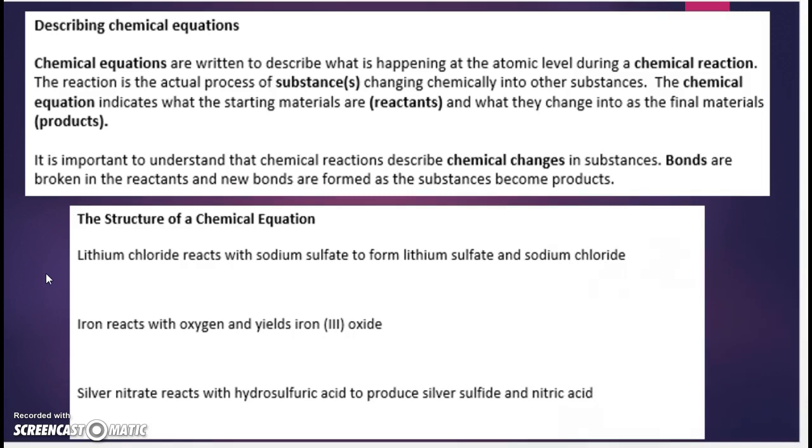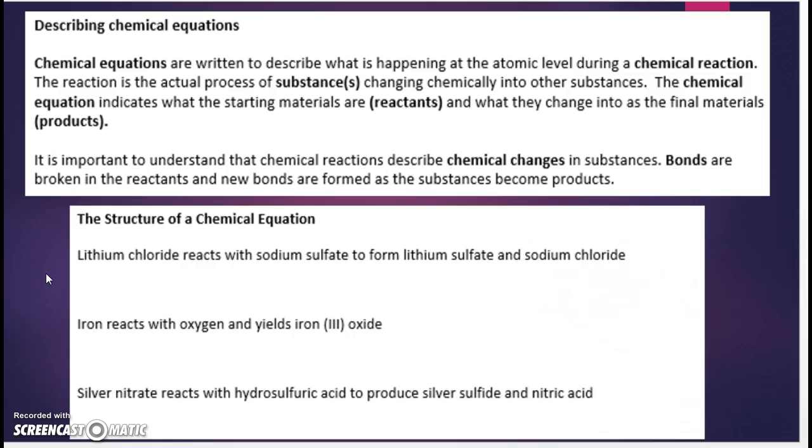So lithium chloride is Li. If you look at the periodic table, lithium is essentially in the first column, so it's just going to be a +1 charge. So we write out lithium chloride as LiCl. Now that's going to react with sodium sulfate to form lithium sulfate and sodium chloride. So we have lithium chloride so far.